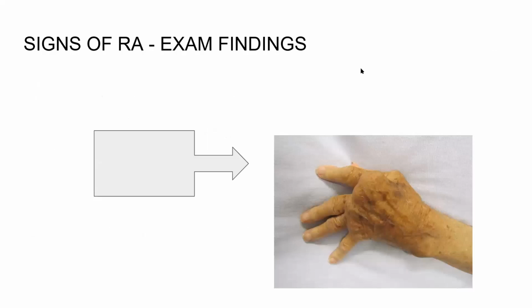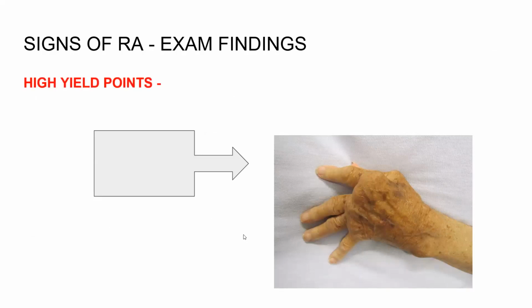Now, we are going to talk about the signs of rheumatoid arthritis. What are the examination findings when we examine the hands of the patient? If you're a medical student, then you might guess what it is. Any ideas? Please leave it down in the comments below if you can tell me what particular sign of rheumatoid arthritis is being shown in this picture. So do comment below if you can get it right. And if you can, then well done.